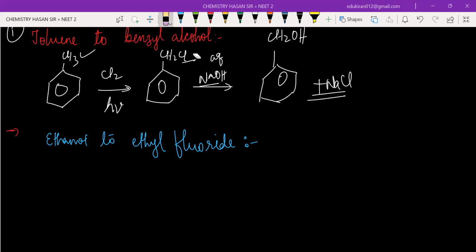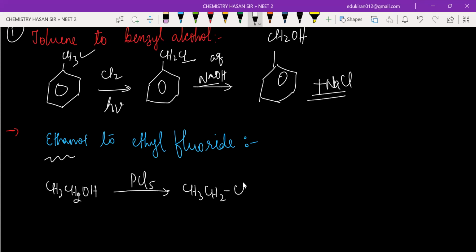By treating ethanol with HCl and ZnCl2 directly, you will get this fluoride. Okay, I'm going to show you. First ethanol you have. So what I'm going to do, I'm going to convert this ethanol into alkyl halide. For alkyl halide, I'm going to react it with PCl5 or SOCl2, you can do. And you will be getting alkyl halide.